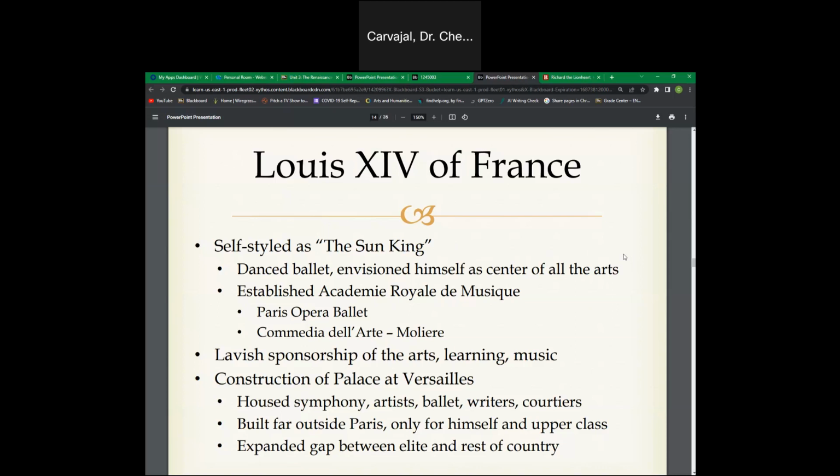The other thing it did is it kept him out of Paris. And so he wasn't seen much by the common people. Many of the upper class stayed in Versailles with him, and so they weren't so much in contact with the lower classes. And this would create much more of a gap as we go through between the very, very wealthy people and all of the poor people underneath. It's going to get to the point right before the beginning of the French Revolution that the common people are starving.